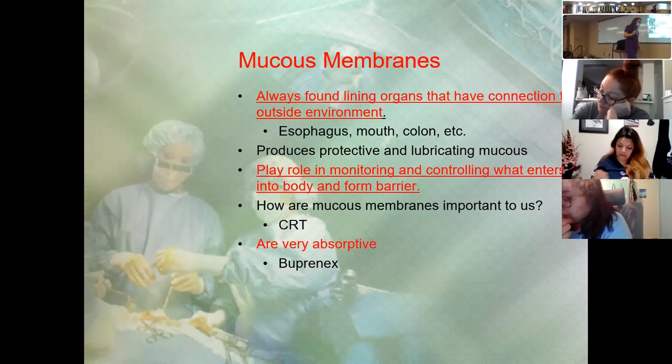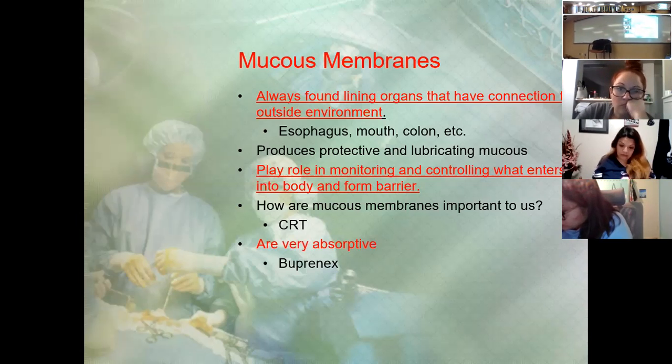Buprenex is just one of the pain medications that we use very often in cats, where you can just smear it on their gums and it works as a very effective pain medication post-surgery. And you don't have to try and give them a pill. Pilling cats is a pain in the neck.